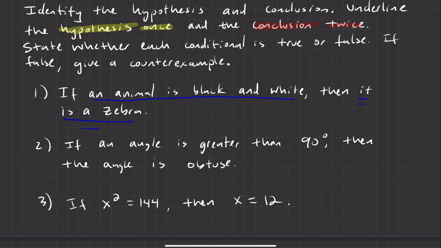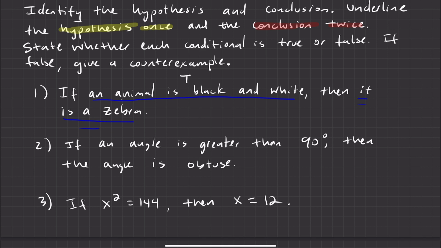Now, I need to take a look at this, and I need to see whether the conditional is true or false. So basically, I need to look at the hypothesis, I need to look at the conclusion. If an animal is black and white, does there exist an animal that's black and white? Yes, I can think of so many animals right now. So I can say that this part is true. Okay? And then after that, I'm going to use this to look at the conclusion. If an animal is black and white, which is true, then does that mean it's a zebra?